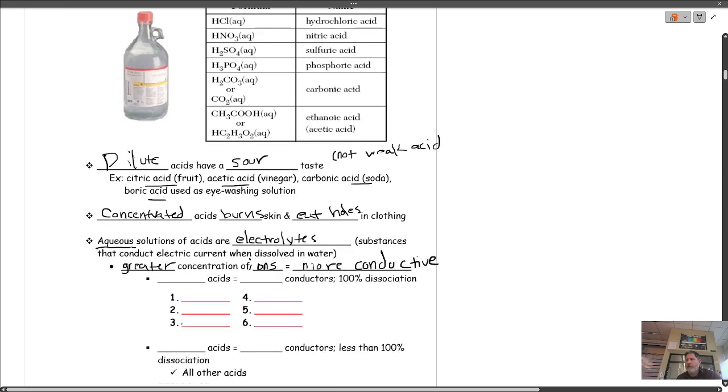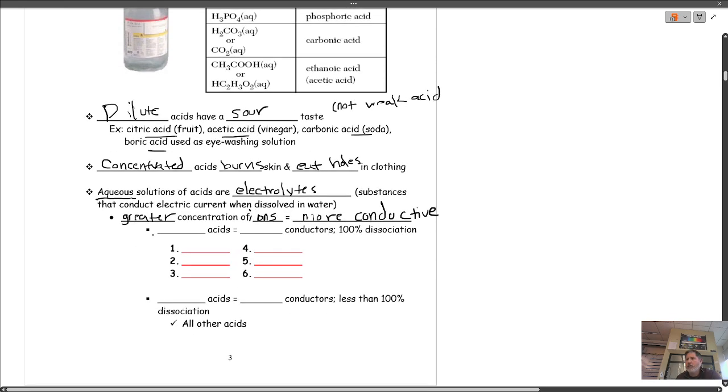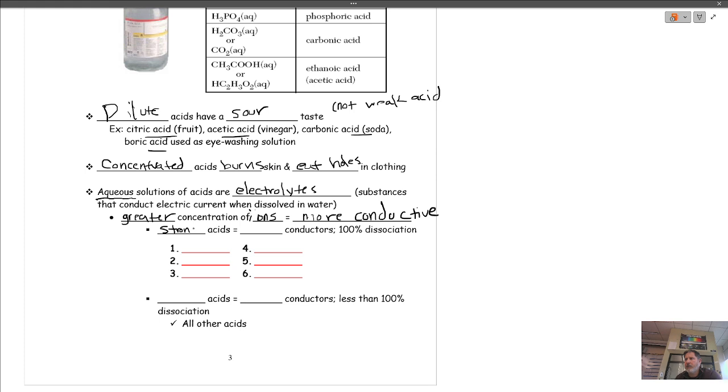There are acids that are super strong, which means they dissociate in water very well, and they're called strong acids. It's not the same as dilute or concentrated. This is a strong acid. And strong acids are great conductors. They're very good conductors because they 100% dissociate. That's like dissolving in water. Dissociation means they take apart into their ions.